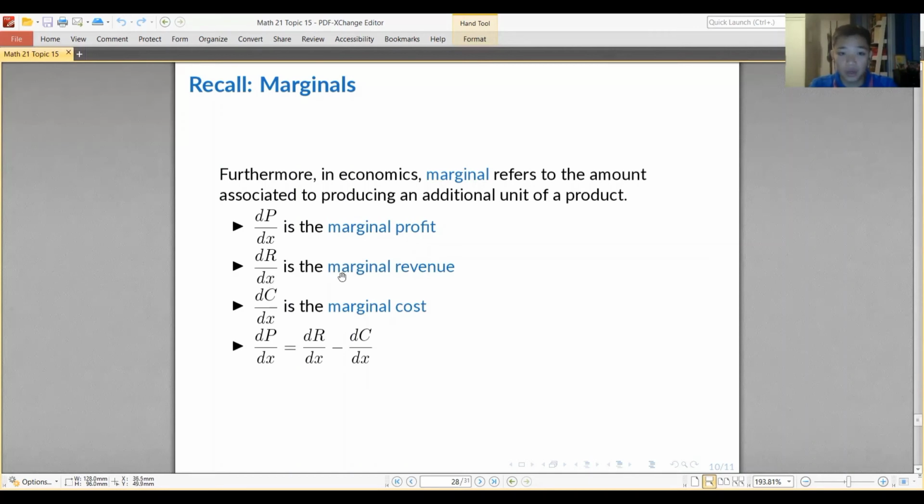So the marginal revenue is given by the derivative of the revenue function with respect to x. The marginal cost is given by the derivative of the cost function with respect to x. And of course, the same relationship that we saw in the previous slide also applies to the derivatives. So it's also profit equals revenue minus cost, but in this case, we're dealing with the marginal profit, marginal revenue, and marginal cost.